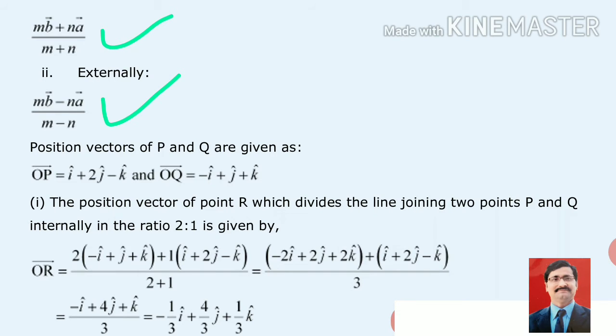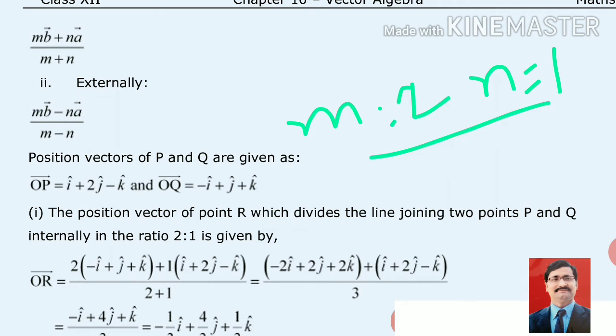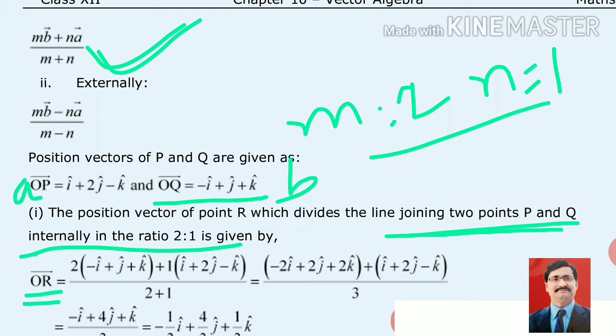Now what is a? A is the OP vector, and the second vector is the b vector. Now what is the ratio m:n? That is already given to you: m is 2 and n is 1. OP is a, and OQ is b. You put all these values in this formula, for when R divides PQ internally in the ratio 2:1.